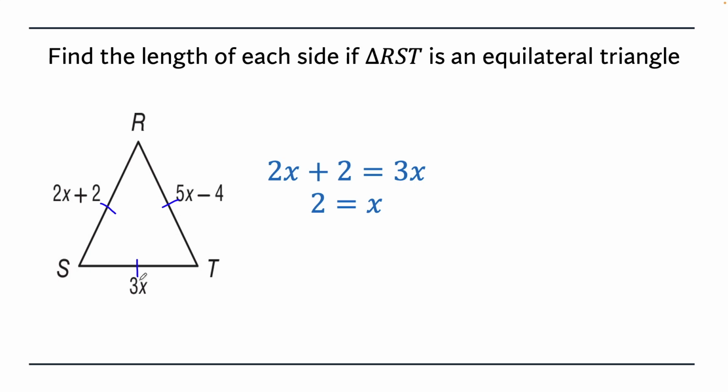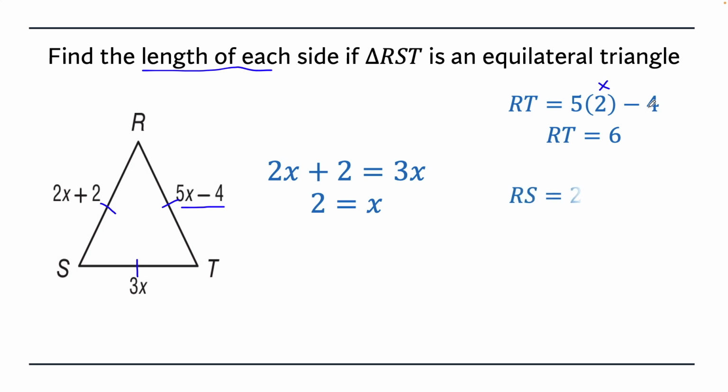Now I didn't want to know what x was. We want the length of each side. So I'm going to have to take that value of x and plug it back in. So if I take length RT here, 5 times x, and I'm going to plug in a 2 instead, 5 times 2 minus 4 is 6. Now, if it's an equilateral triangle, all the sides should be 6, but let's plug in x to each of the sides just to double check. So 2 times 2 plus 2, that's also 6 for RS, and ST, 3 times x, or 3 times 2, is also 6.